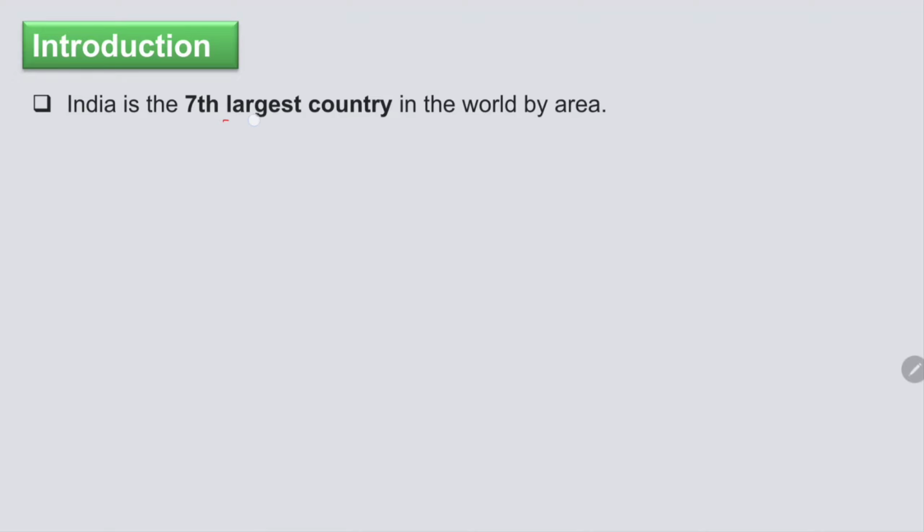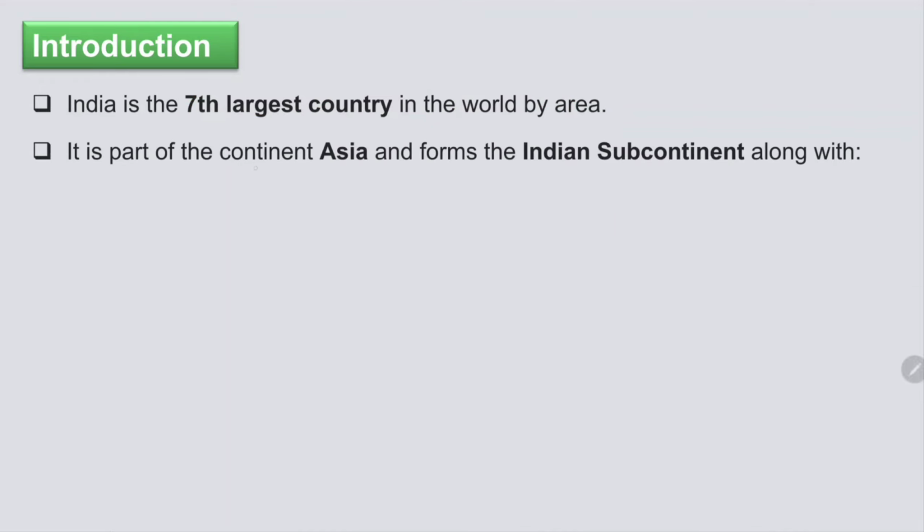India is the 7th largest country in the world by area, remember, it is the 7th largest country area-wise. It is part of the continent Asia and forms the Indian subcontinent along with its neighbors.